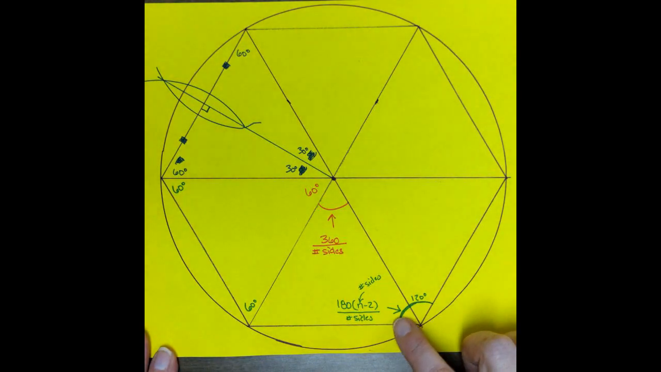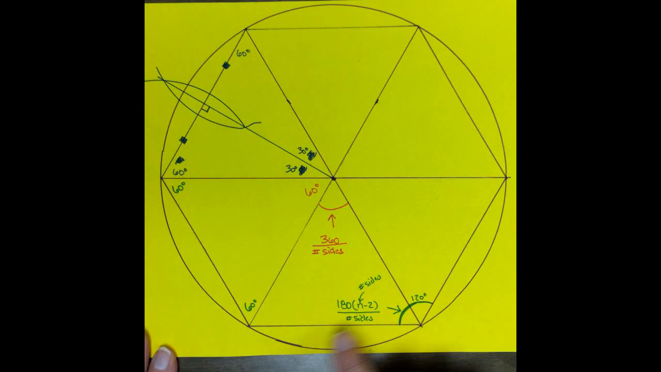Now, if I want to find this internal angle of the hexagon, what I'm going to do is take 180 times n, which is my number of sides, minus 2. So 6 minus 2 would be 4. So 180 times 4, and then divide it by my total number of sides, which is 6 in here. If I do this equation, I'm going to end up with 120 degrees right here as my internal angle of my hexagon.